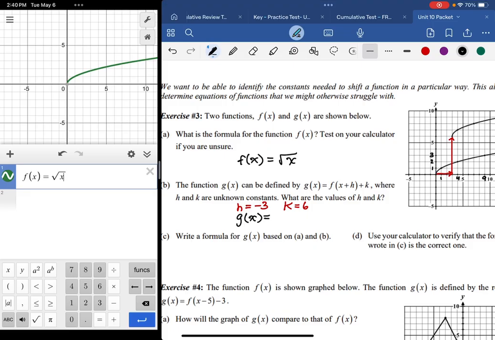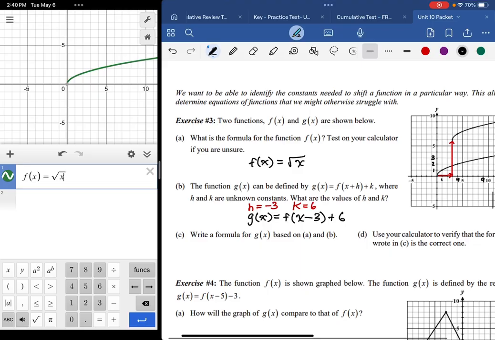and so g of x is going to be f of x minus 3 plus 6. All right, now they say write a formula. It's kind of what we're working towards. This is telling me if I know my f of x is equal to the square root of x, if I want f of x minus 3, I'm replacing the x with an x minus 3. So my g of x is going to be the square root of x minus 3 plus 6.